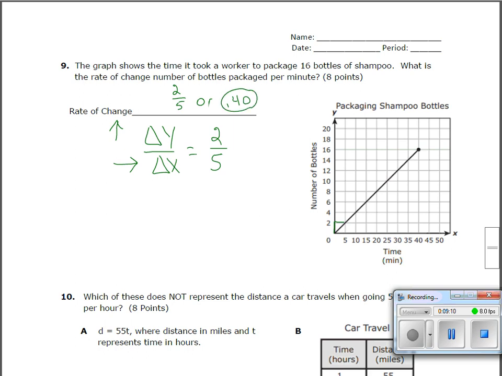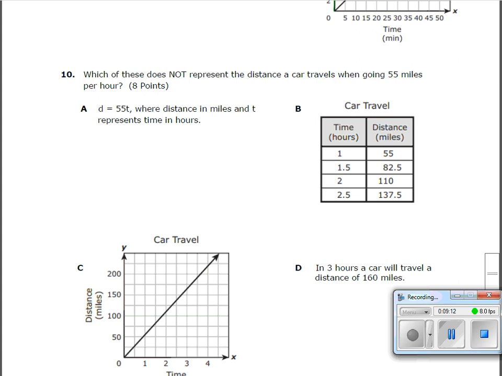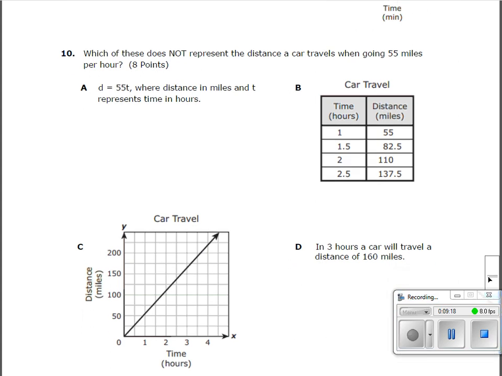Number 10, which of these does not represent the distance a car travels when going 55 miles per hour? Well, right here, this tells me I'm going 55 miles per time, which is t. So per hour, I'm going 55 miles an hour. So I would say that it does represent. They want to know which one doesn't.